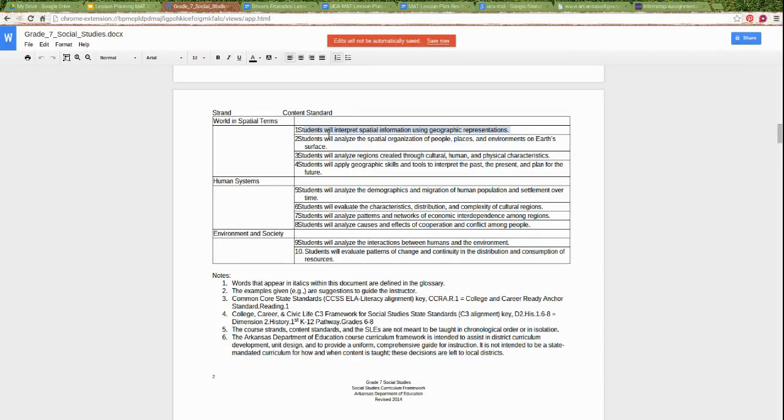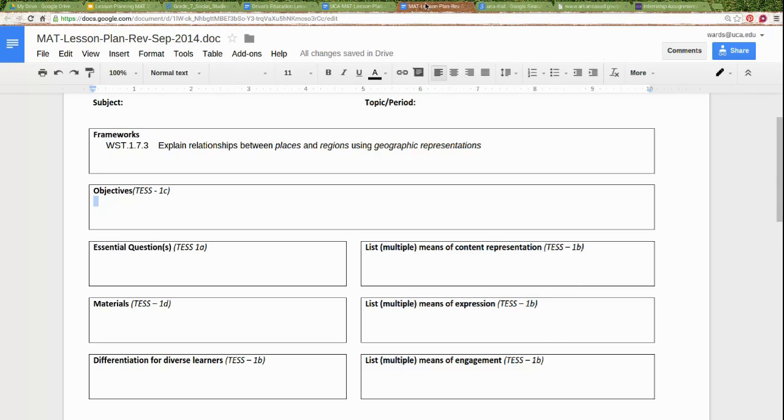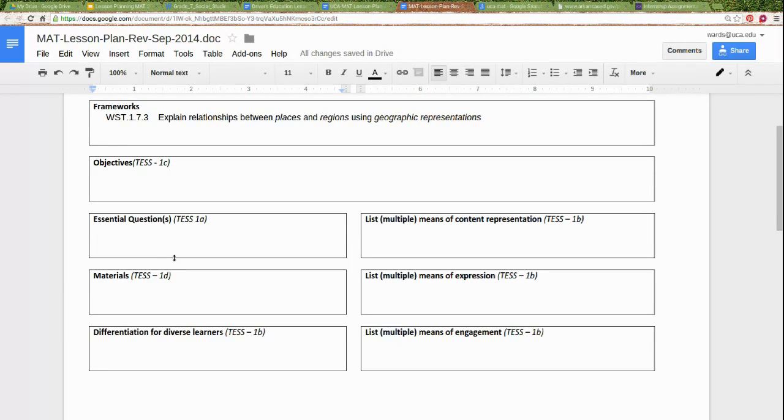Like, what's the big question of the day? If you think about our driver's education lesson, what might be our essential question? Something like, what does it mean to drive safely? That's a big question. That question's so big that many of our lessons in driver's education would fit underneath that larger idea. When it comes to writing your lesson plan, for this first one, you need one essential question.